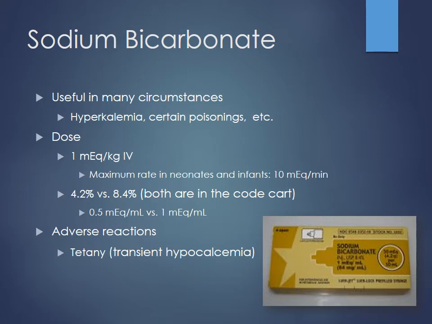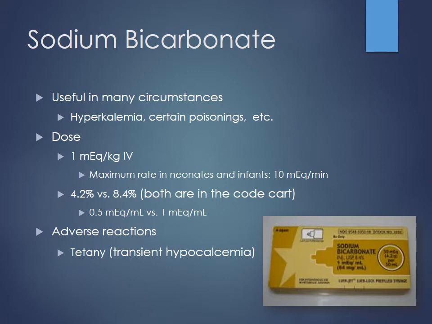Anywho, usually we'll give 1 mL equivalent per kilogram as an IV bolus. You'll note that there are two different concentrations that are usually available in the code card. One's a 4.2% solution and one's an 8.4% solution. Basically, we use the less concentrated form, that 4.2, usually for infants, right? So it comes with a smaller package, smaller pre-filled syringe.